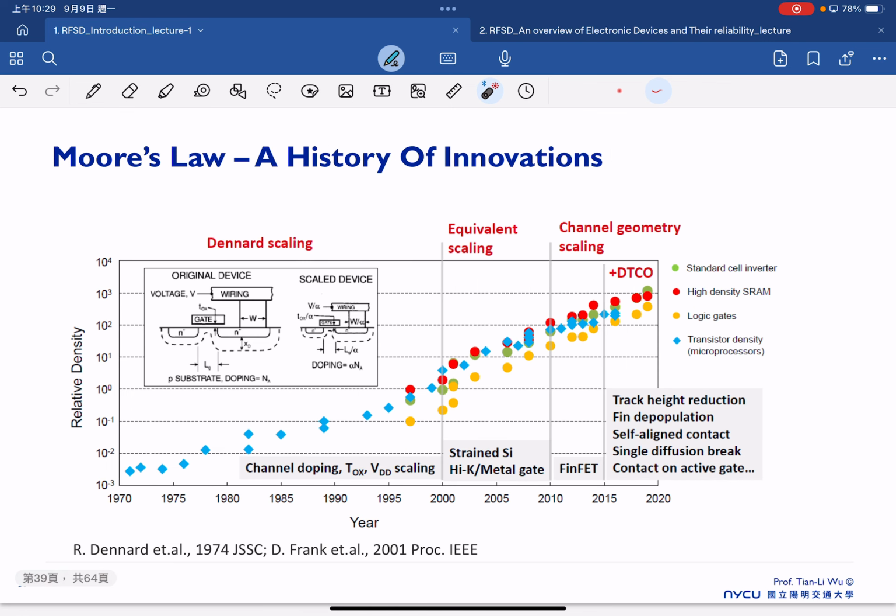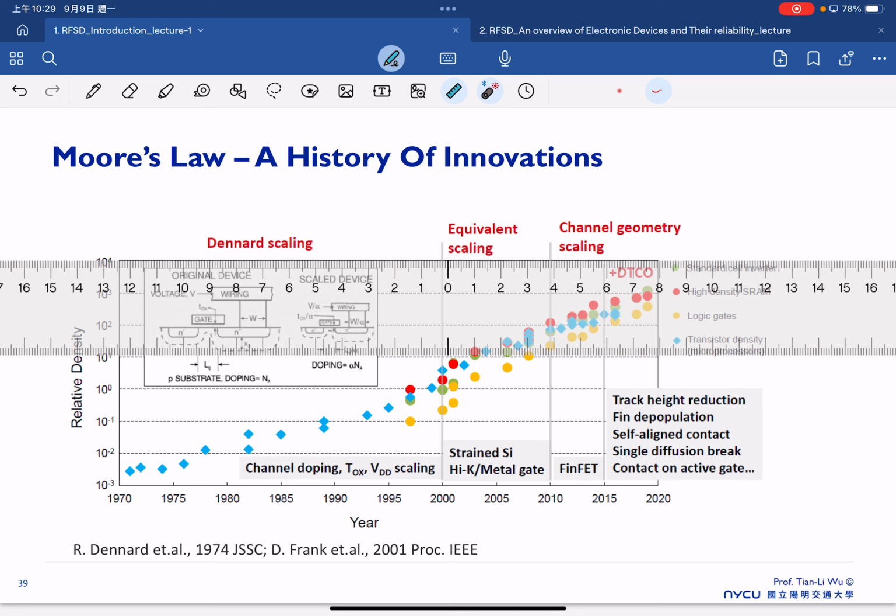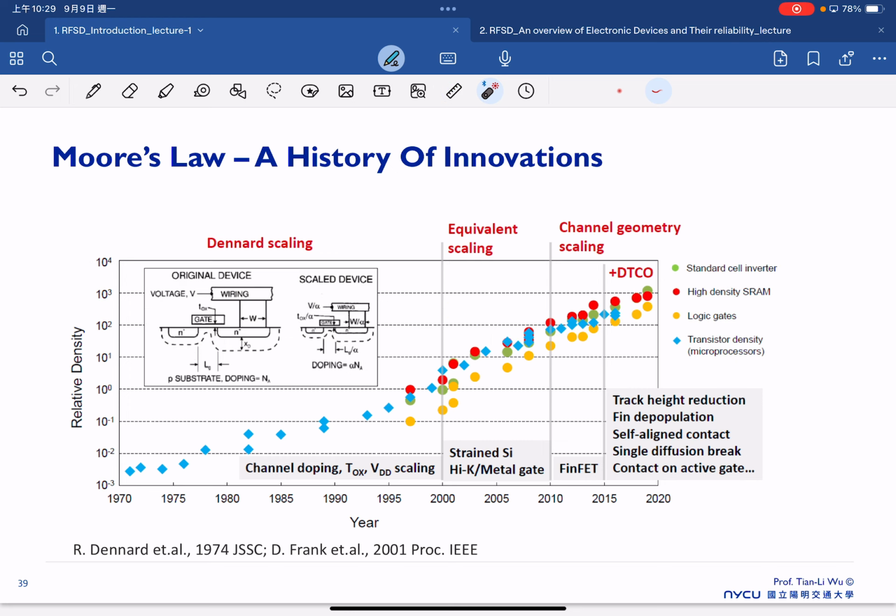In order to reach this target and keep following Moore's law, there are already several important innovations that have happened in the past. For example, the first one is what we call Dennard scaling, like here.